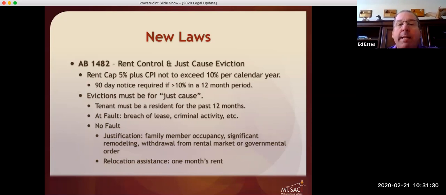If you are taking the tenant out via no fault, you must provide relocation assistance, and that is the equivalent of 1 month's rent. You can either forego the last month's rent, or if you're going to pay the rent in cash to the tenant, it needs to be done 15 days prior to the expiration of the tenancy.